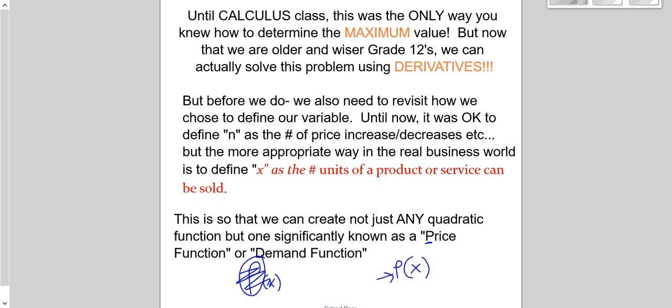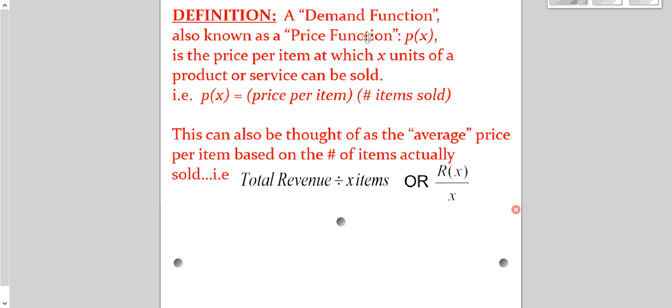Okay, so by formal definition, a demand function, I'm going to use the lowercase p of x, is the price per item at which x number of units were sold. So p of x is the price per item times how many items are sold. Actually, I just realized that doesn't sound right, because that's revenue. Price per item times number of items sold. Sorry, I just realized I messed that up. It's the price per number of items. That's your actual definition for the price function.